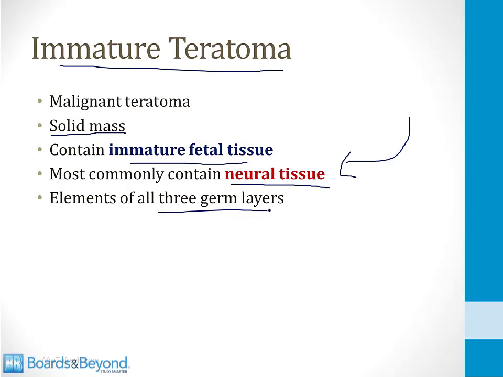So in a board question, this is also going to be an ovarian mass in a young woman, but instead of a cystic, dermoid cyst-looking teratoma, it's going to be a solid mass, and they're probably going to tell you that there are elements of all three germ layers present.